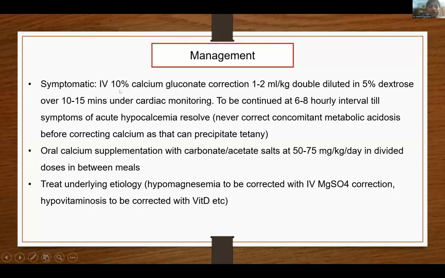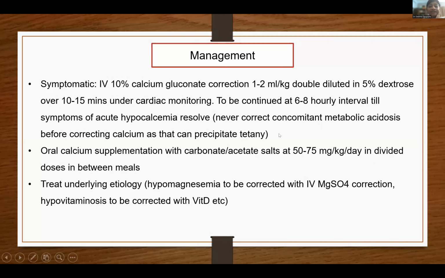So if you give IV correction, you should give 10% calcium gluconate at the dose of 1 to 2 ml per kg, double diluted in 5% dextrose over 10 to 15 minutes under cardiac monitoring, because it can cause bradycardia. Until your symptoms resolve, you have to continue that at 6 to 8 hour intervals. And after that, you have to put the child on oral calcium supplementation.